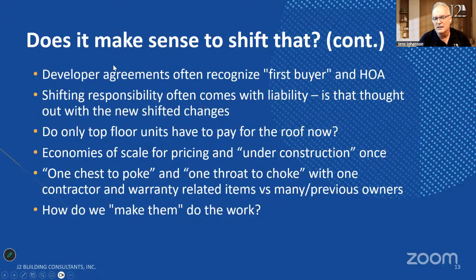All right. Developer agreements often recognize the first buyer or the HOA by statute. So most developer warranties will run with the first buyer. They may be giving a lifetime warranty on your windows. Well, the first buyer moves after a year, and the second buyer doesn't get that warranty anymore. We have shifting responsibility, which often comes with liability. Is that thought out with these new shifted changes?